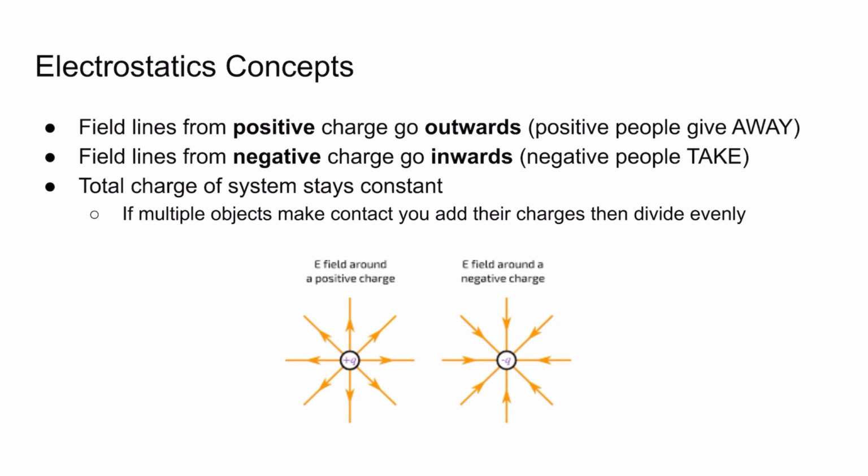For this unit, you need to draw field lines, so know that field lines from a positive charge go outwards and the field lines from a negative charge go inwards. I remember this because, say, positive people like to give, so giving is going outwards, while negative people love to take, so they like to take inwards. So positive is out and negative is in. Also remember that the total charge of a system stays constant, but if multiple objects make contact, then their charges will just add up and then distribute evenly.